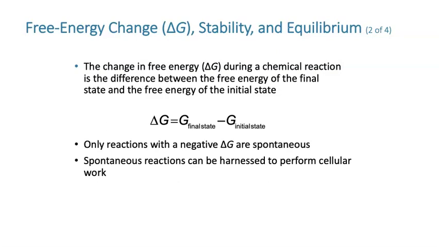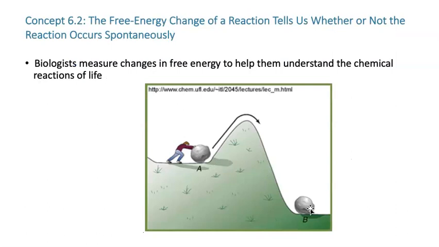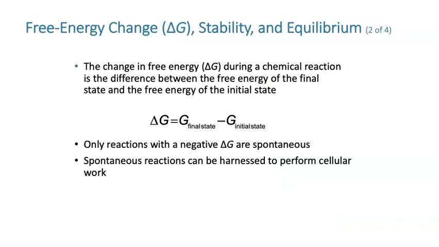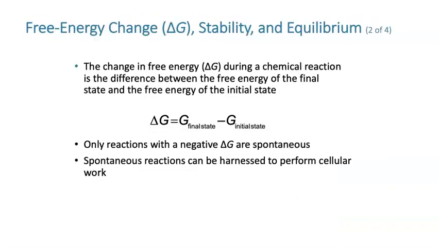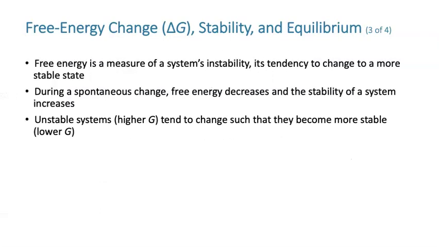Only reactions that have a negative delta G are spontaneous, kind of like this, right? If you subtract this from this, then you get a negative delta G, if you can kind of imagine that happening. So again, going back here, this has less free energy, this has more free energy, and so you get a negative number when you subtract this from this. So that's spontaneous. We'll talk about that little hill that you got to get over in a little bit. But spontaneous reactions can be harnessed by the cells to do cellular work. And we'll give you some examples of what cellular work is in a minute.